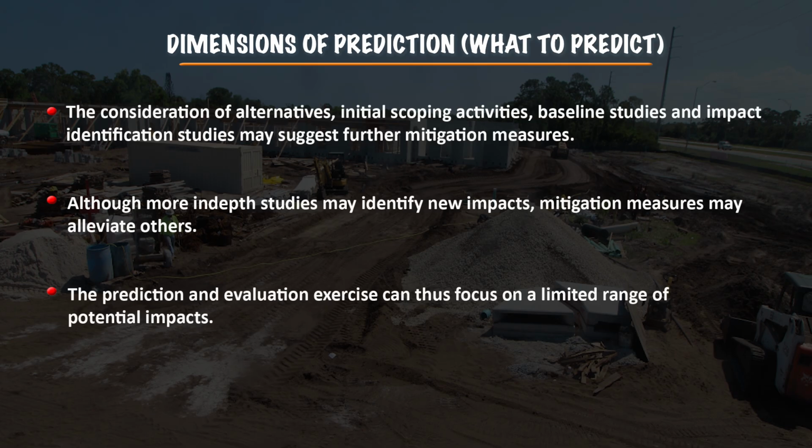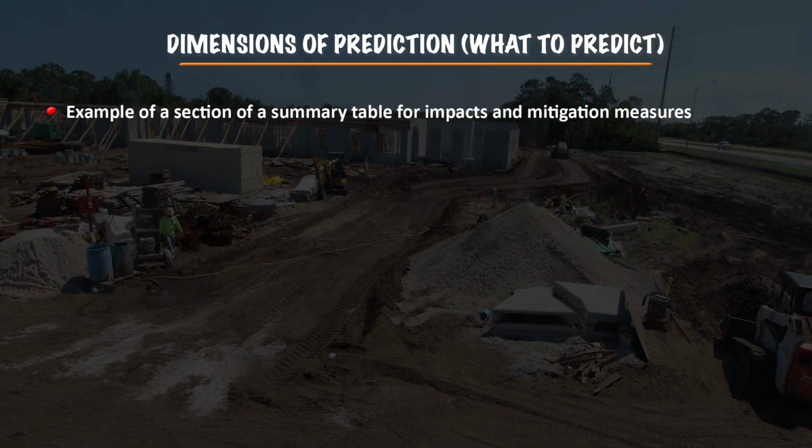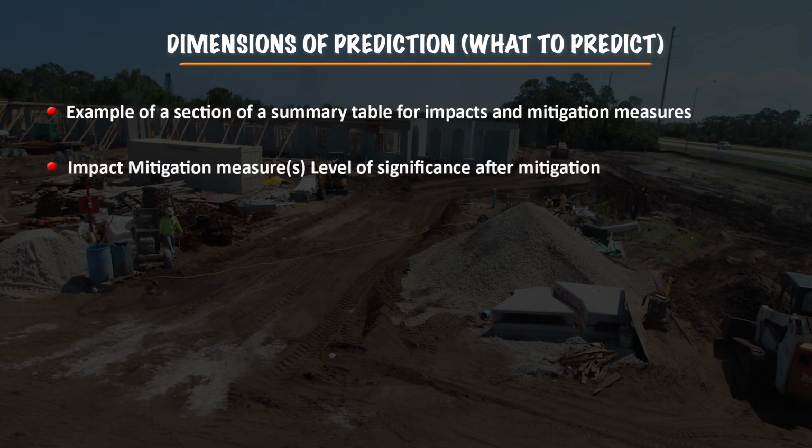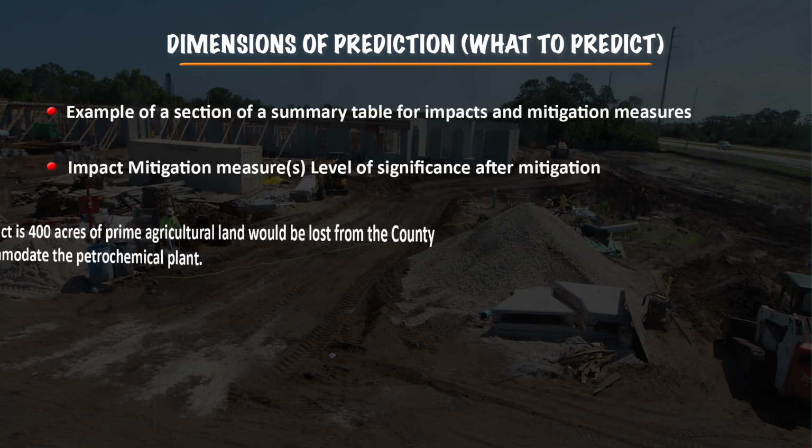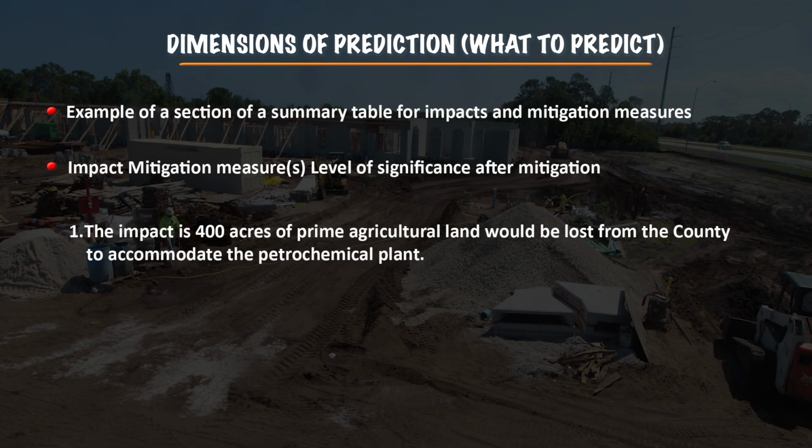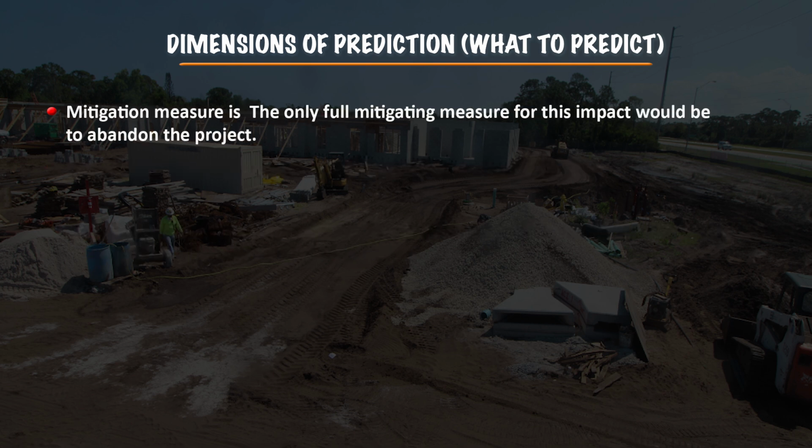So, the prediction and evaluation exercise will be focused on a limited range of potential impacts. Here is an example of a section of a summary table for impacts, mitigation measures, and the level of significance after mitigation. These are the things we have to consider. The impact is that 400 acres of prime agricultural land would be lost from the country to accommodate a petrochemical plant. The only full mitigating measure for this impact would be to abandon the project. So, this is a significant unavoidable impact, and we have to consider this one.